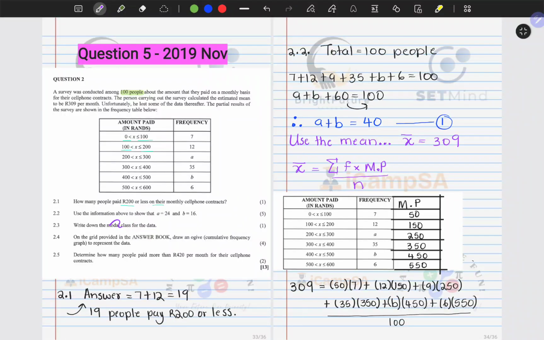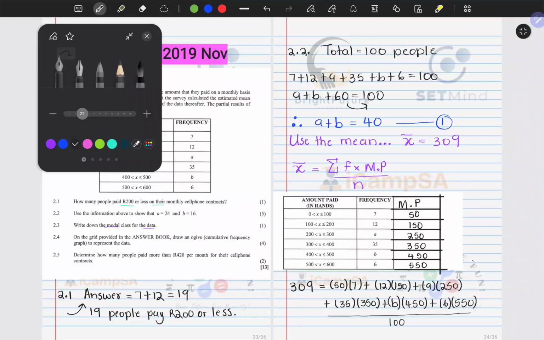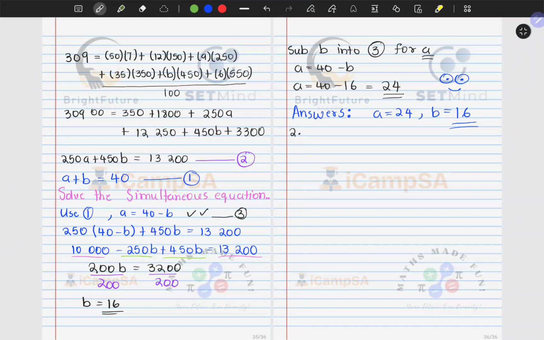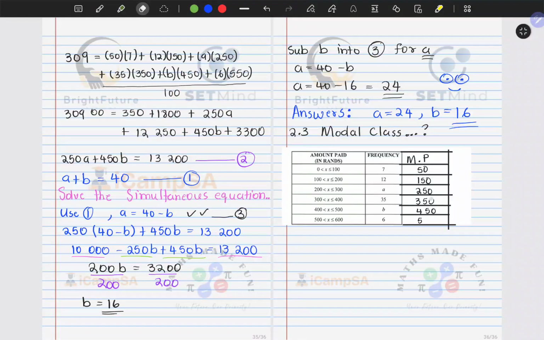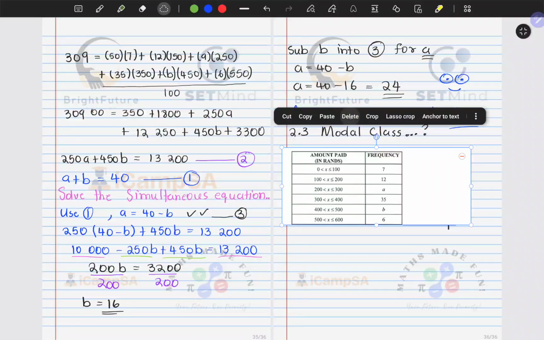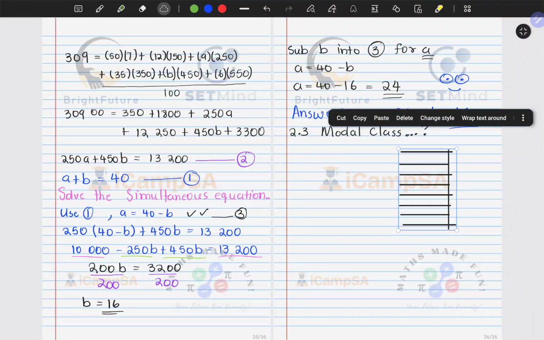So we are required to write the modal class. So what I'm going to do is I'm going to take this table here and quickly put in A and B, right? So we're looking at 2.3. For 2.3, we want the modal class. And remember, for the modal class, what we use is the frequency. So you look for the highest frequency. I don't need this, and I don't need all of that. Delete.